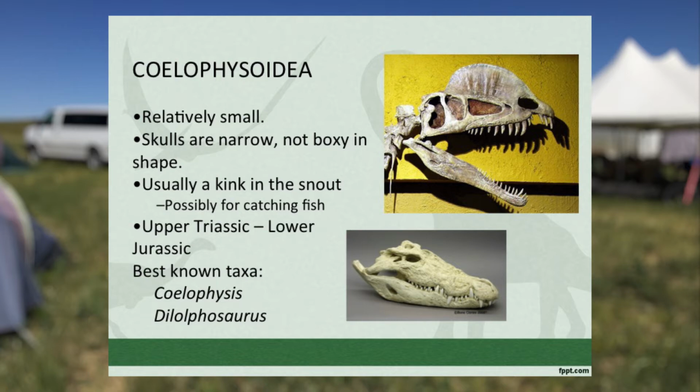in the skull. At first, they weren't sure what that's for. Then they decided, well, maybe it was effective in catching fish. Just a little extra surface area for grabbing onto fish. And something else that lives today that eats fish, alligators and crocodiles. And do they have a kink? Yes, of course they eat other animals, but they also eat fish. Found in the upper Triassic to the lower Jurassic.